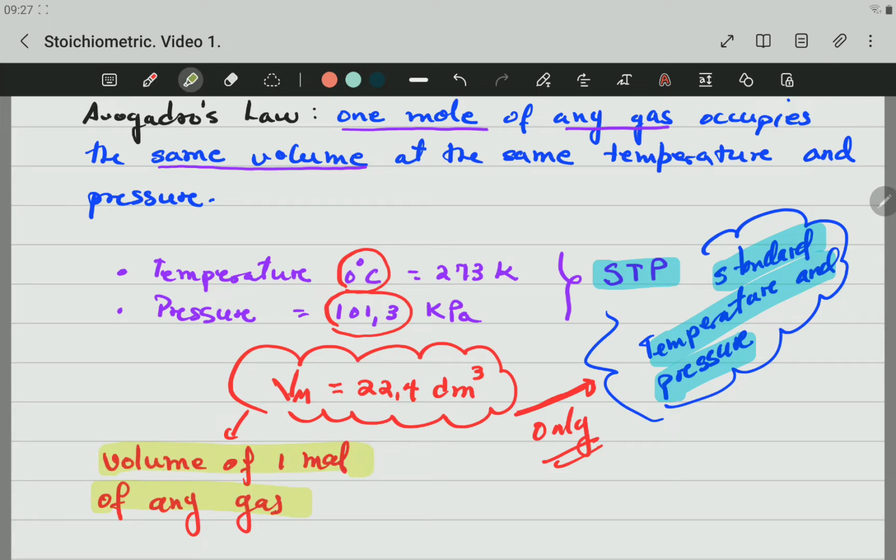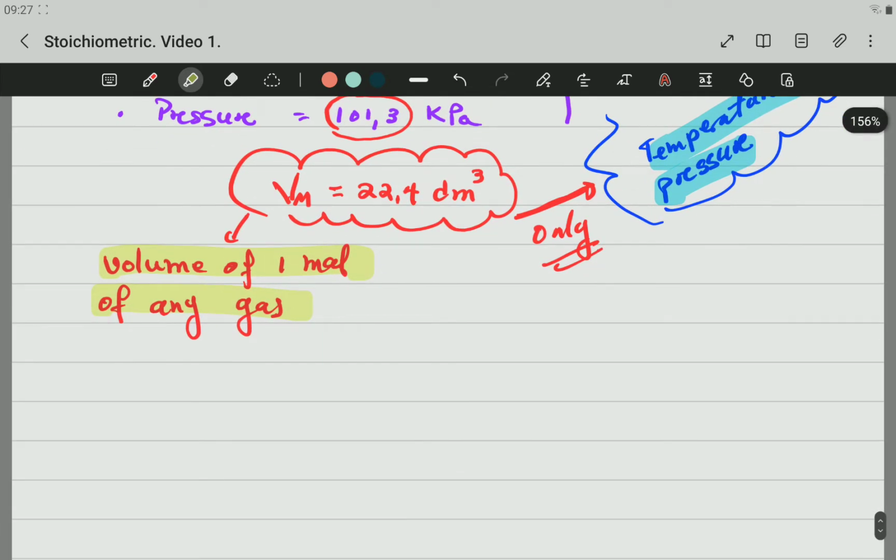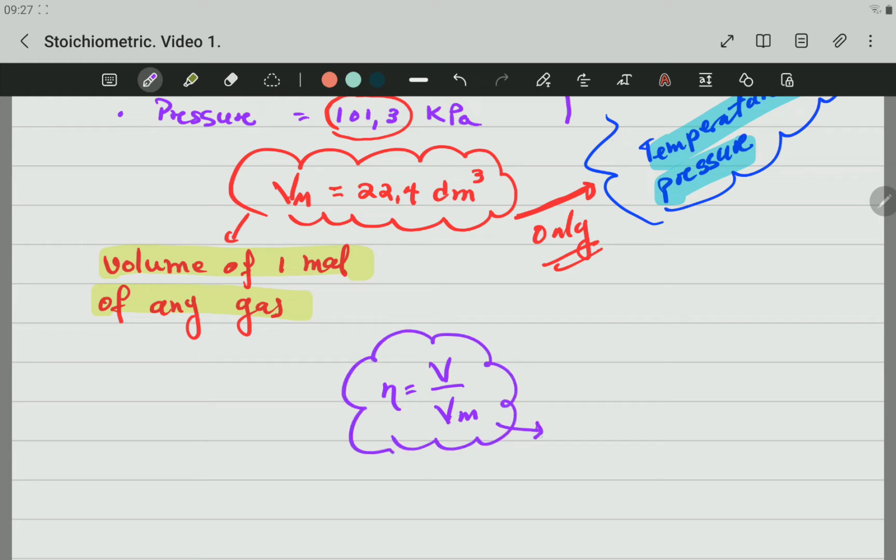Only if we are at STP. All right. Now, from here, we have another formula for number of moles. And then we say that the number of moles is equal to the volume of a gas divided by the molar volume of a gas. All right.